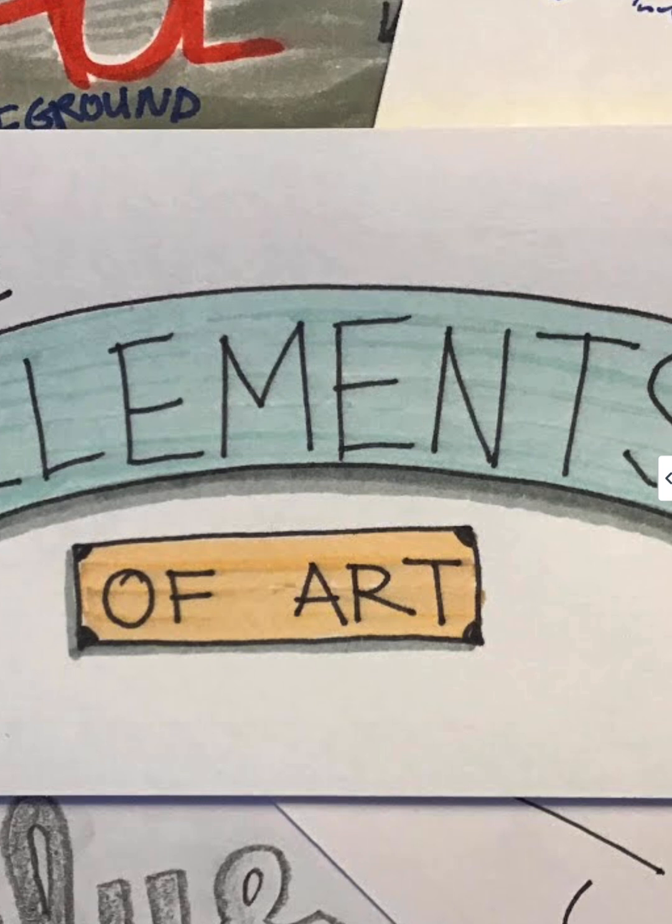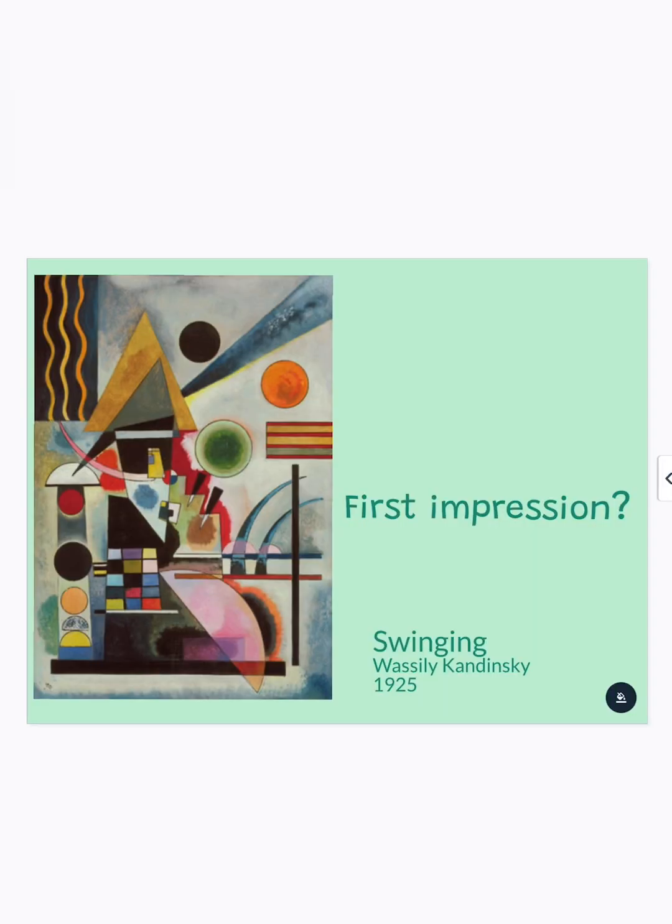I won't make us watch this because, hopefully, if you've been keeping up with class, you understand some of these principles. So this is going to be the artwork we talk about first. It's called Swinging by Kandinsky. And I want us to just get some first impressions on this piece right here.